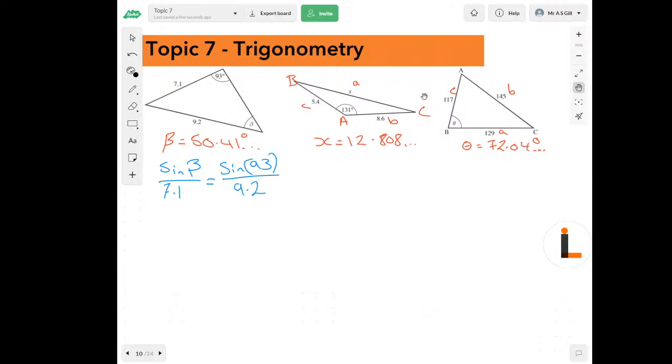So this second question here, we can see we would use the cosine rule. We've got a corresponding side and angle here. The side is unknown. We've got two other sides that are known. So we would go ahead and use the cosine rule.